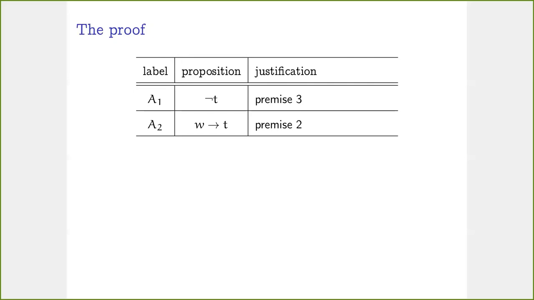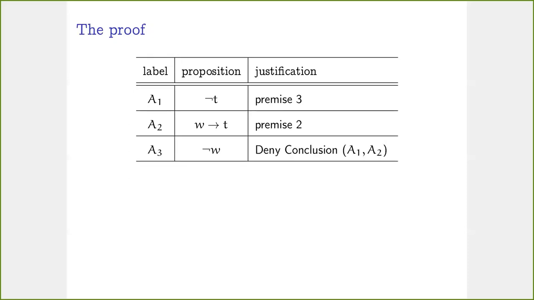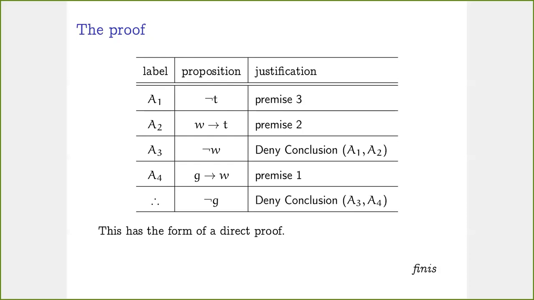Now, if you look at those two, W implies T and not T, those together form the pattern of deny conclusion. So what do we know if we know those two things? We know not W, and we can list the justification as deny conclusion with A1 and A2. Now, we have one premise left, G implies W, and now if we look at lines 3 and 4, the propositions there, G implies W and not W, that's another case of deny conclusion. So we know not G.